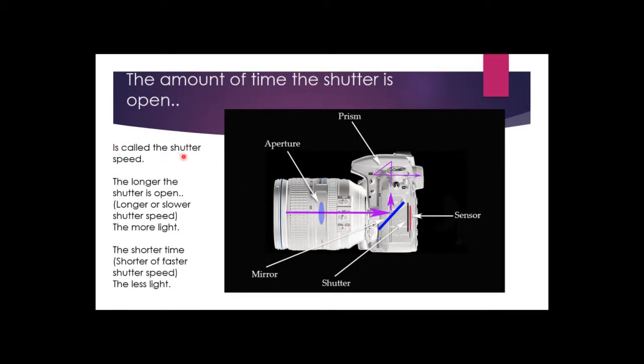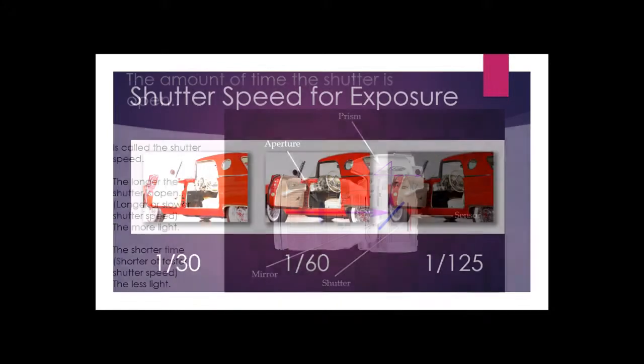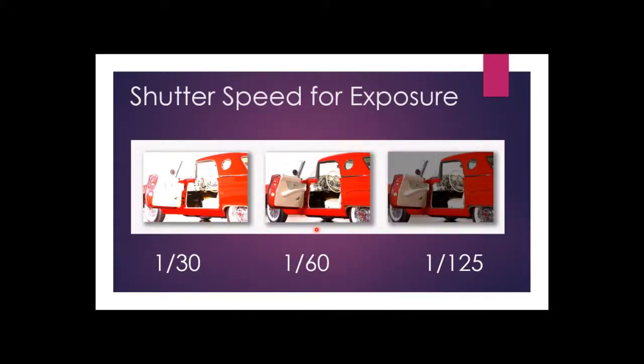So the time that it's open is called the shutter speed, and the longer the shutter is open, the more light. The shorter time the shutter is open, the less light. So we can use shutter speed for exposure as well. And if we're looking for the best exposure, then what we might do is change our shutter speed to make sure that happens. We don't want it to be too light and we don't want it to be too dark.